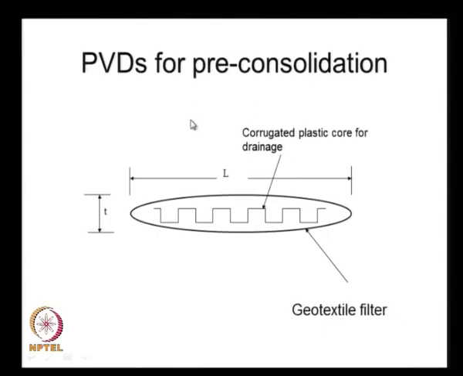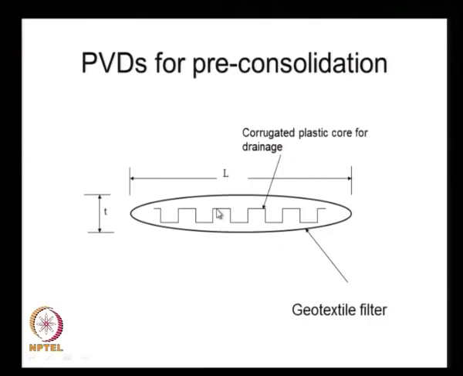And because of all the problems that we can potentially have with the sand drains, once the geosynthetics have come into the market, a very large number of varieties of geosynthetics have been manufactured just for the purpose of pre-consolidation. And here we see the cross section of a typical PVD. This is the prefabricated vertical drain, or it is also called a wick drain.